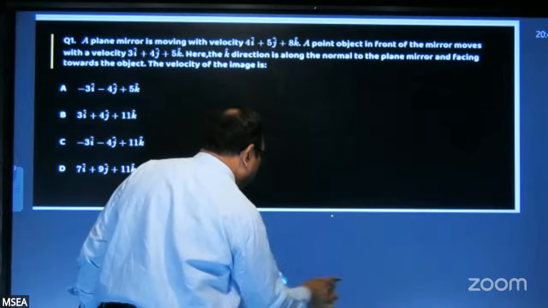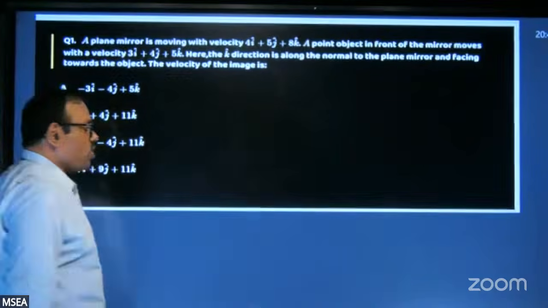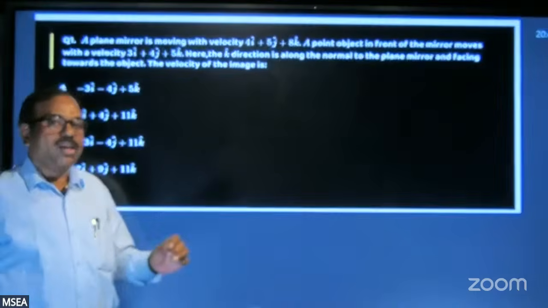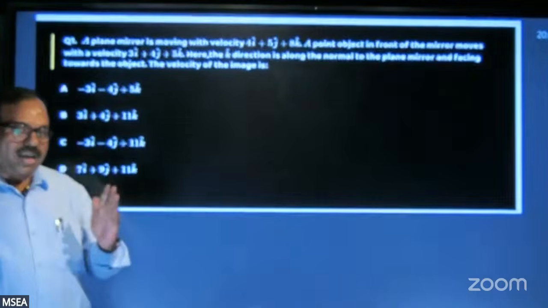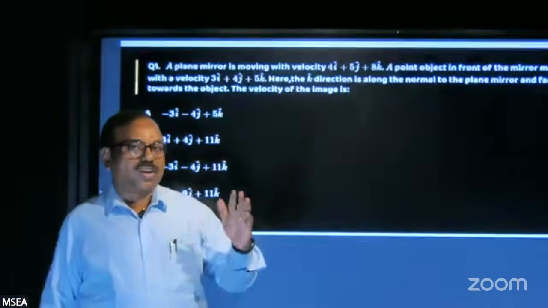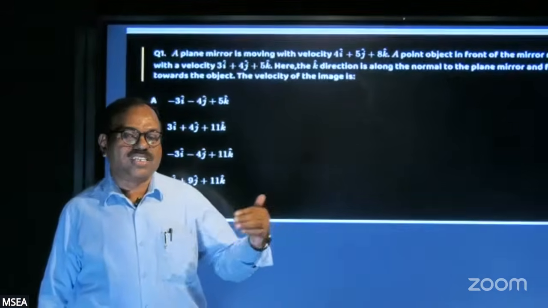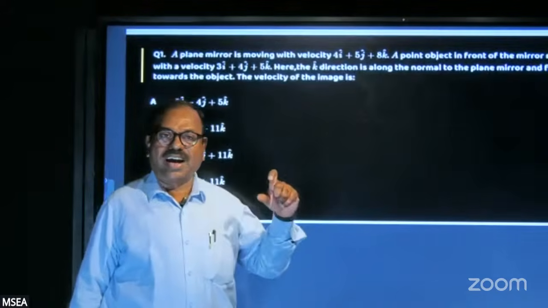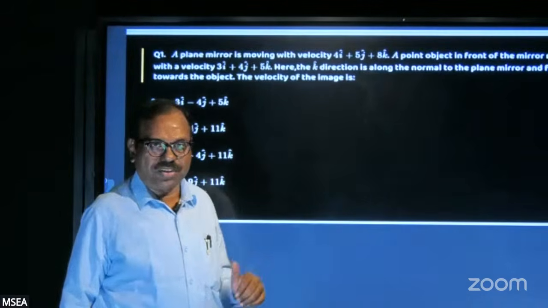Once we come to the mirror, plane mirror, what are the things you have to remember about the plane mirror? If you take a plane mirror, the minimum size of the mirror for a person to see his full image is half of the height of the person. That you have to remember.